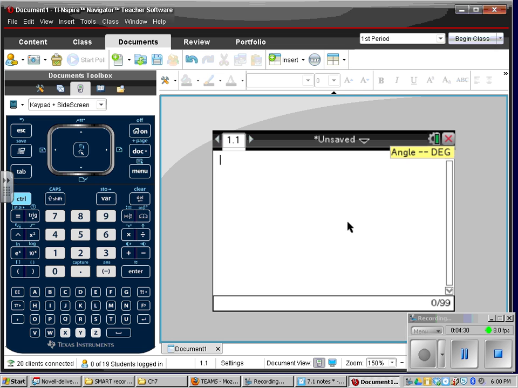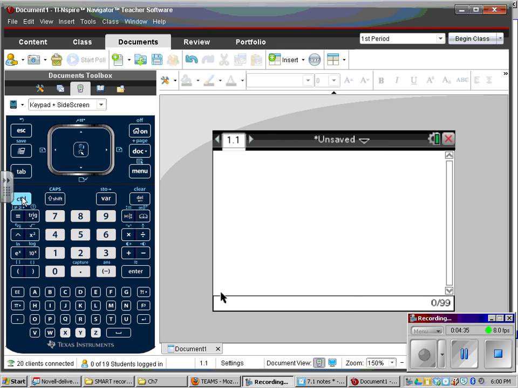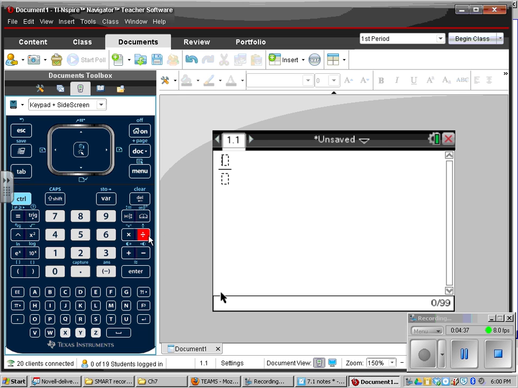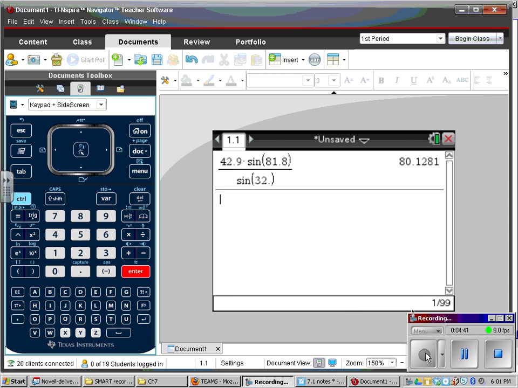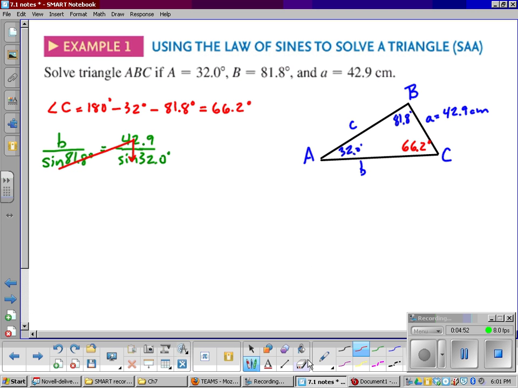And then you're going to enter your information. Grab your fraction template on the control divide key. And here's your answer. 80.1 if we round to the nearest tenth. 80.1 centimeters. So we go back to our triangle over here, and remember that that was side B. B is equal to 80.1 centimeters.